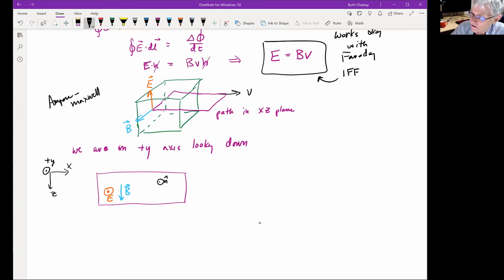So we're going to consider the same. The Ampere Maxwell law says that the integral of B dot dl is mu 0 I plus mu 0 epsilon 0 times the rate of change of electric flux.